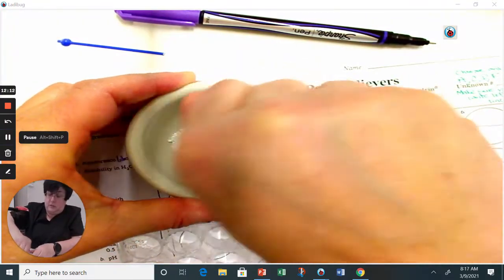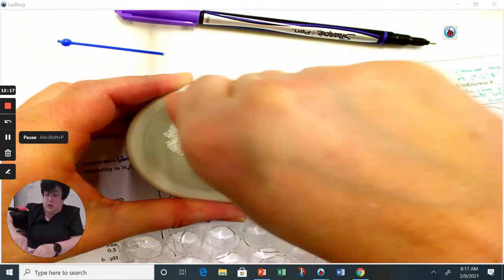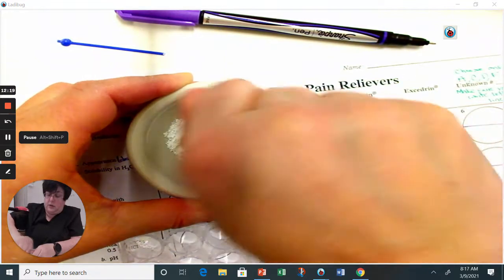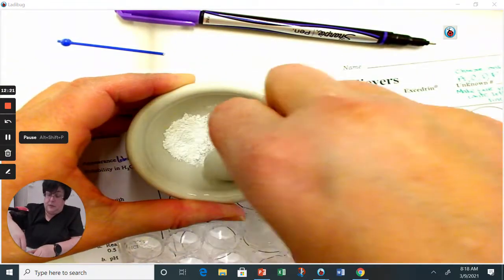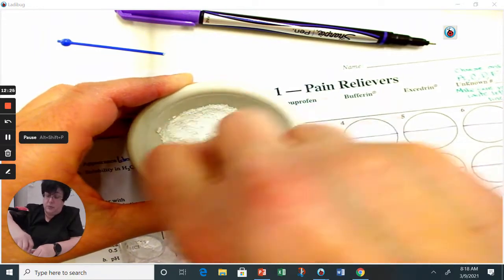And crush up my acetaminophen, which is Tylenol. I'm going to try to make it really small, because the smaller the little particles, the easier it is to evaluate whether it's soluble in water.